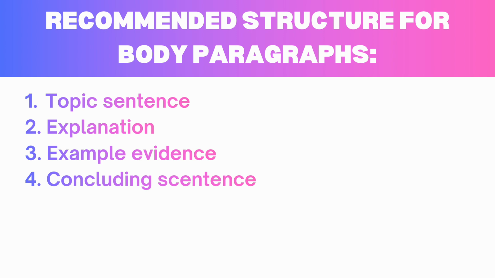When writing strong body paragraphs, following a clear structure is essential. Start with the topic sentence that introduces the main idea of the paragraph. Next, provide an explanation to clarify your point and show your understanding. Then, strengthen your argument with an example or evidence such as facts, statistics, or real-life situations. Finally, end with a concluding sentence that summarizes the idea and smoothly links to the next paragraph.